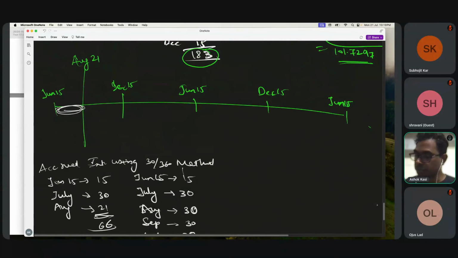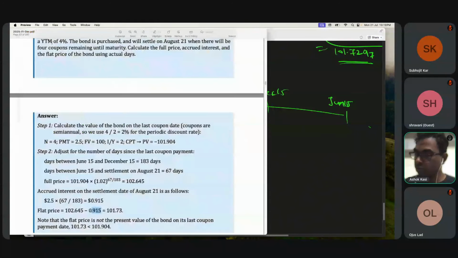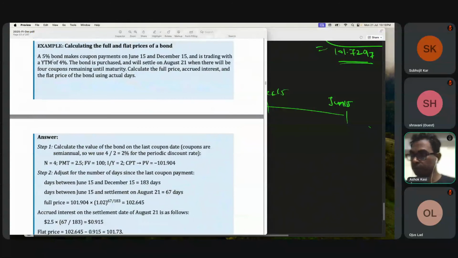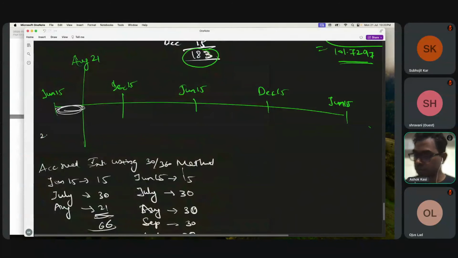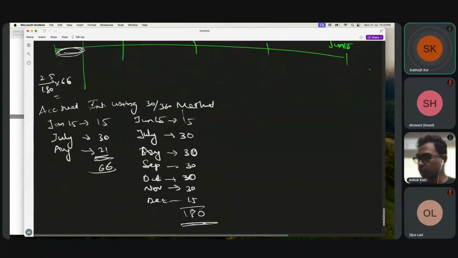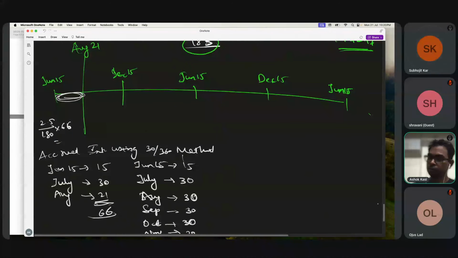So that means the coupon is 2.5. So 2.5 is for 180 days. How much will it be for 66 days? Calculate. The total number is 180 days. Yeah, it's 0.9166. So 0.9166. This is the accrued interest.